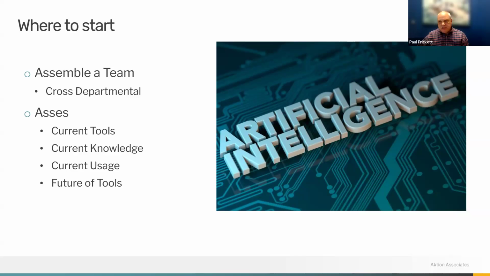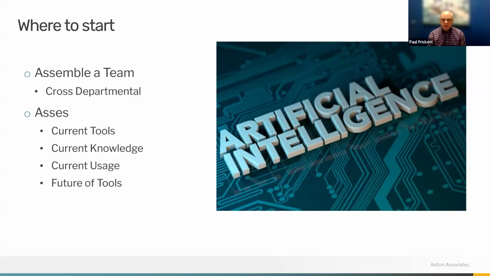So when you're assembling a team to start looking at your AI, you want to make sure that you have representation from all of the major pieces within your company. Everybody who's responsible for something that needs to be delivered in your company, whether it's to your clients or to your employees. And then when you have the team together, just basically start down and do some basic assessments, right?